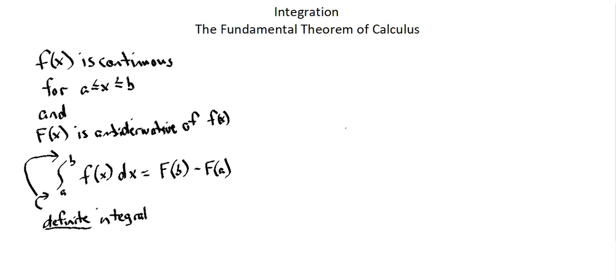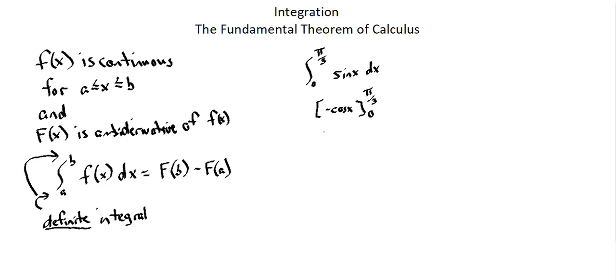Let's look at another example. The integral from 0 to pi over 3 for sine of x with respect to x. First, we'll take the antiderivative of sine of x, which is negative cosine x, and we'll evaluate negative cosine x on the interval 0 to pi over 3.